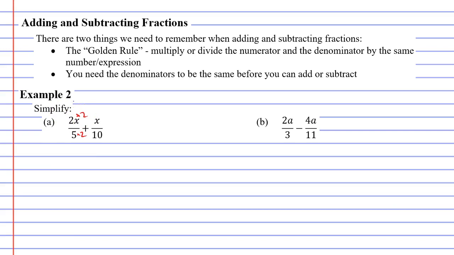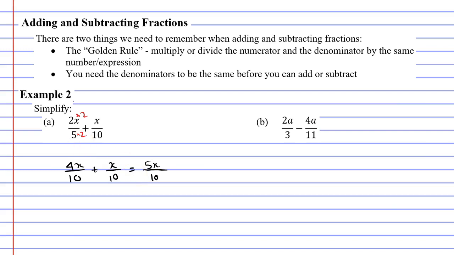What's 2x times 2? That's going to be 4x. So I'm going to have 4x over 10 for my first fraction plus x over 10 for my second fraction. Now we know that the denominators are going to stay the same, so I'm just going to do that straight away. I know it's going to be 10, and 4x plus x is 5x.